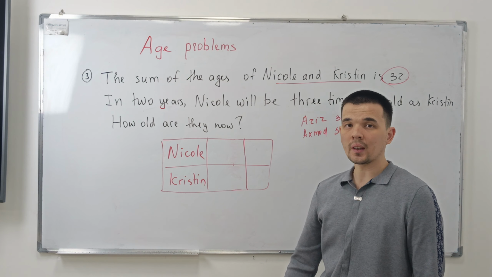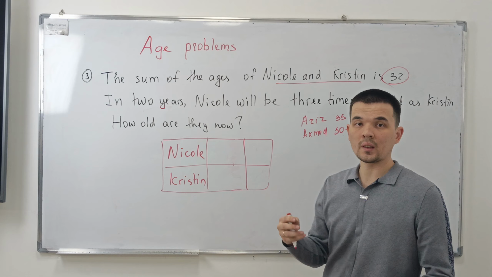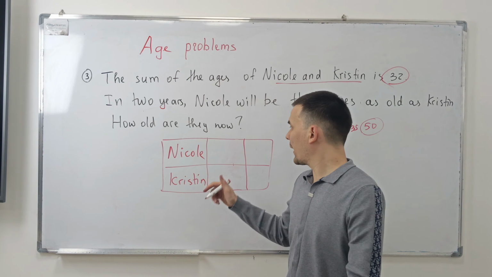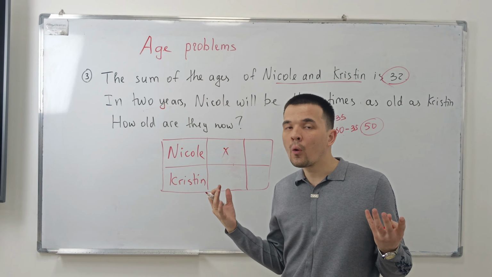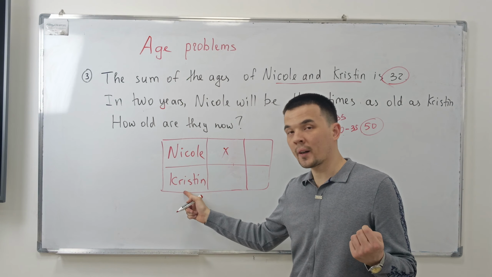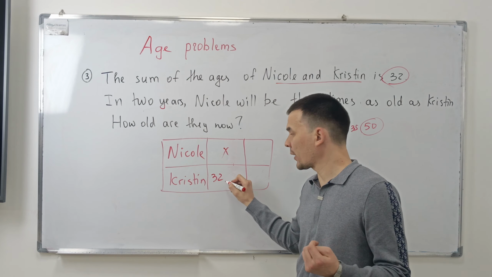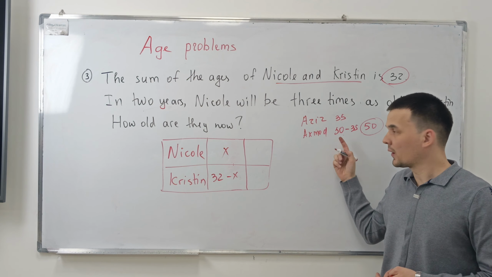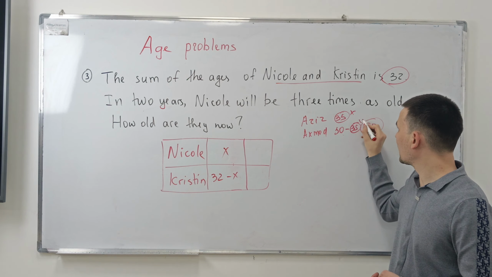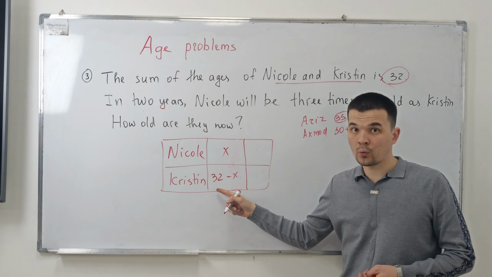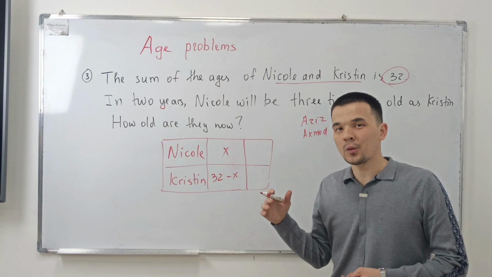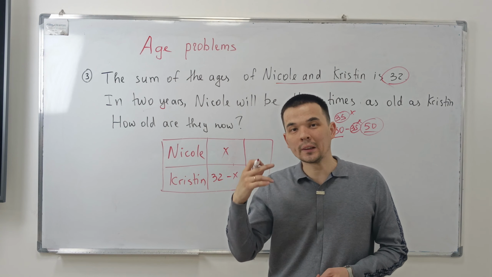So, the question says, the sum of Nicole and Christine's ages is 32. When you add their ages, it's 32. So I have to write down unknown because I don't know how old Nicole is. However, to find Christine, I have to subtract x from 32, like I did a few minutes ago. Imagine this is your x and x is being subtracted from the total, because 50 here is the total. Please watch it twice so you can understand it much more easily.